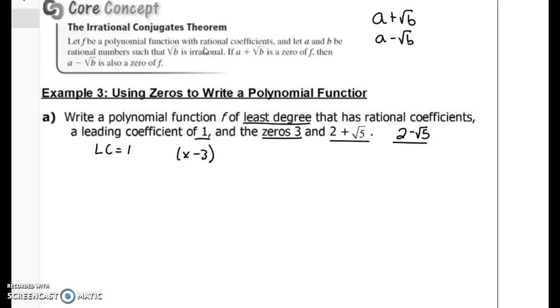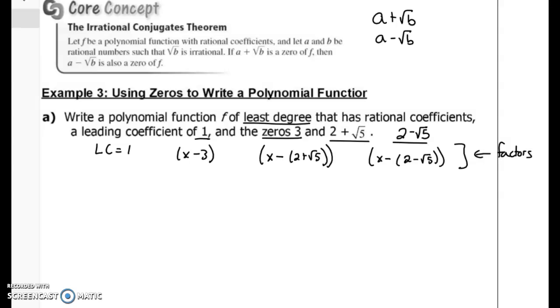So for 2 plus square root of 5, we're going to write it as x minus (2 plus square root of 5). Go ahead and put it in parentheses. It's just like when the zero was 3, we wrote x minus 3. Well, when the zero is 2 plus square root of 5, you write x minus that zero. And the other one is x minus (2 minus square root of 5). So I'm taking the zeros and turning them into factors. Basically, this whole list, these are now my factors.